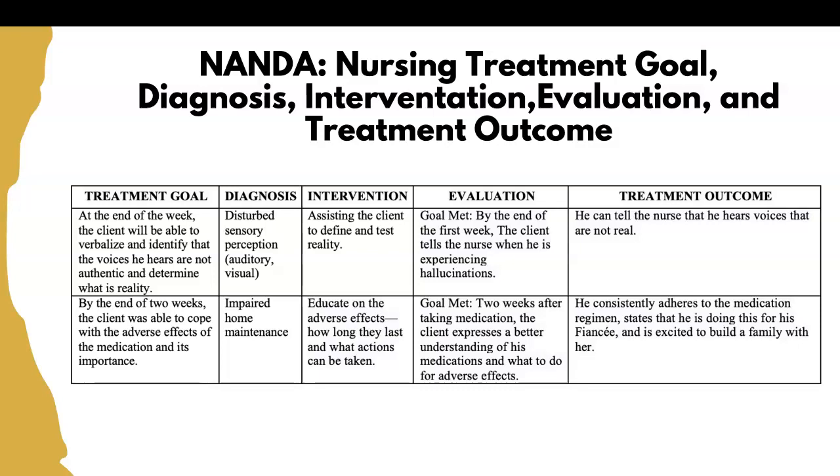The second treatment goal is that by the end of 2 weeks, the client will be able to cope with the adverse effects of the medication and understand its importance. Its diagnosis is impaired home maintenance. The intervention will include educating on the adverse effects, how long they last, and what action can be taken. Evaluation would be goal met. 2 weeks after taking medication, the client expresses a better understanding of his medication and what to do for the adverse effects. Treatment outcome: he consistently adheres to the medication regimen, states that he is doing this for his fiancée, and is excited to build a family with her.